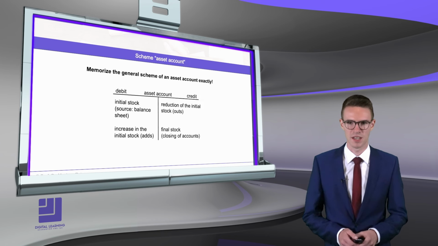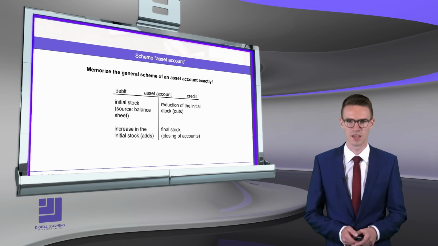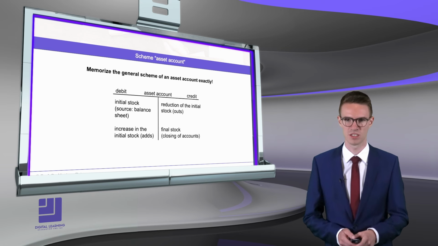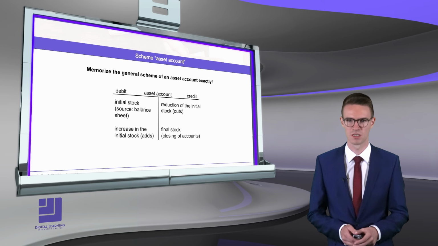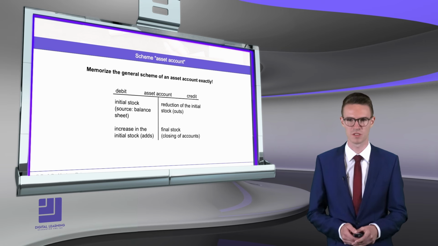I would like to start with the scheme of an asset account like machines. At first, you can see on the left-hand side the initial stock. Your source is the opening balance sheet. During the business year, the stock increases or decreases because of several business transactions.